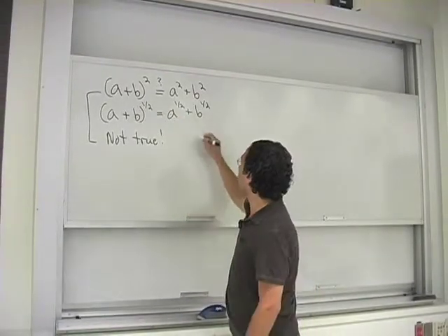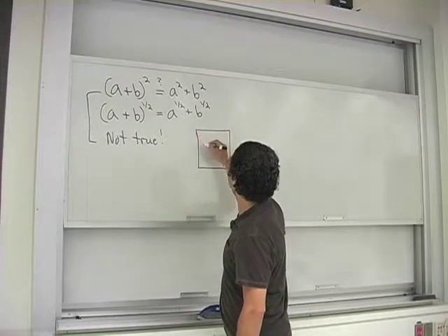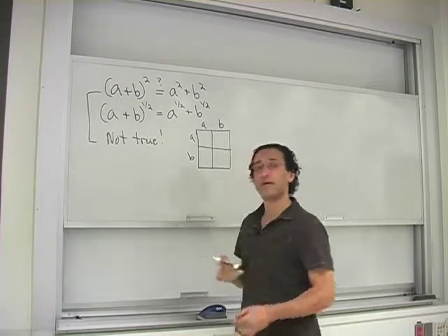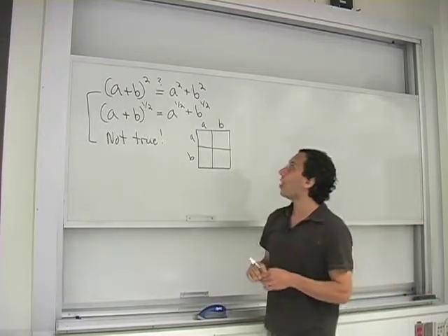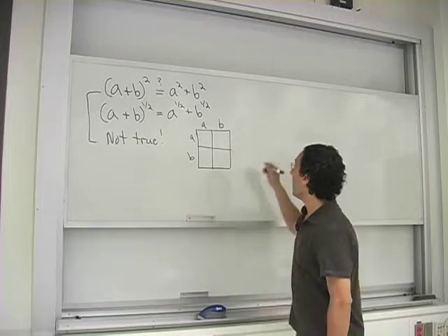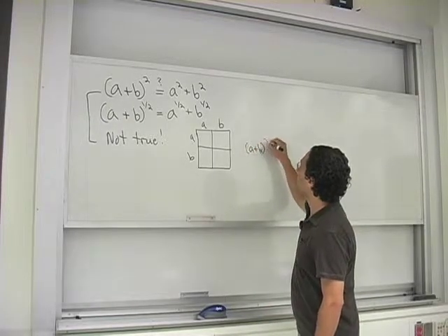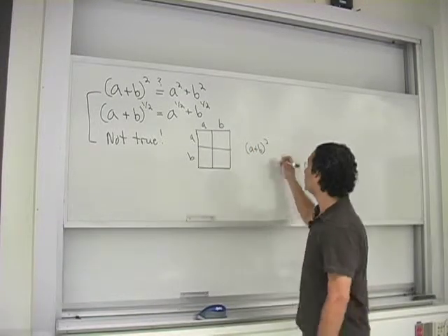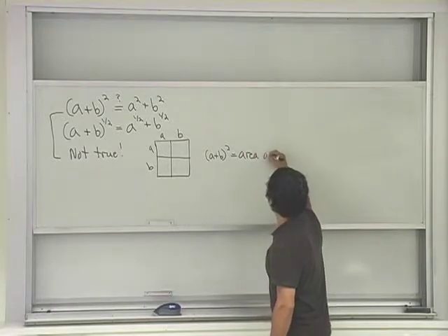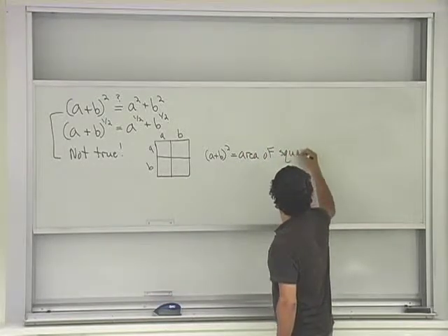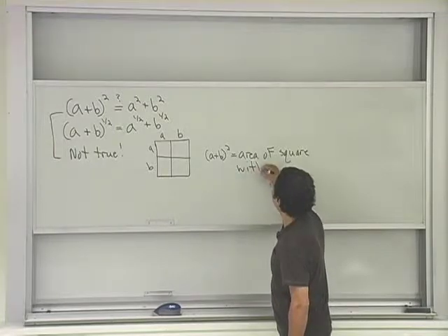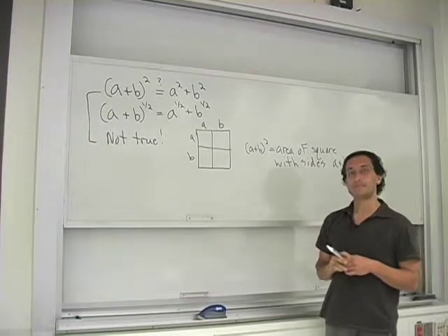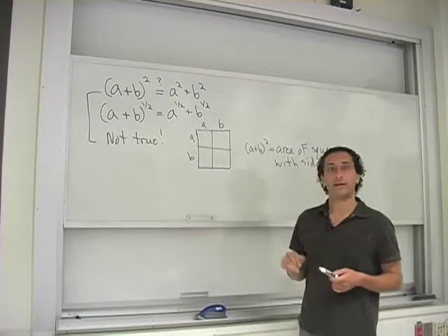Well, (a plus b) squared relates to the following diagram. What is (a plus b) squared? (A plus b) squared is just this length times this length. In other words, it's the area of the square with sides a plus b. Okay, so it's that whole area.